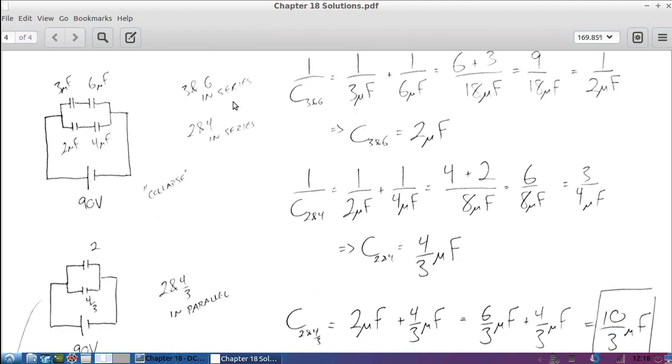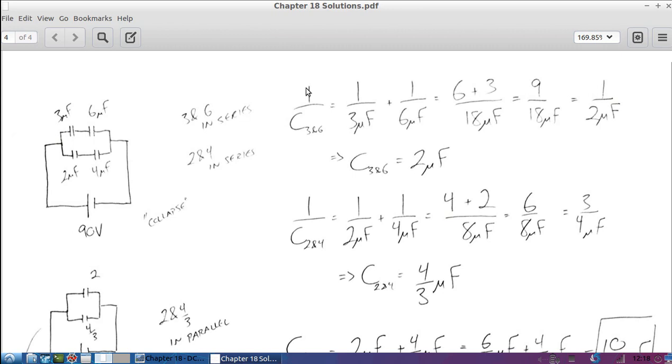So the 3 and the 6 are in series. I'm going to use the reciprocal rule for capacitors because they're in series. So 1 over the 3 microfarad plus 1 over 6 microfarads is 6 plus 3 over 18. I'm using that fraction adding trick. So I get 9 over 18. I'm keeping the microfarads in the denominator again. And so I get 1 over 2 microfarads. Can't forget to flip, right? Can't forget to flip because I'm looking for the equivalent capacitance. And that's 2 microfarads. So I'm going to do the same thing for the 2 and the 4.